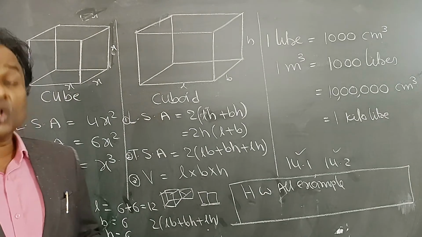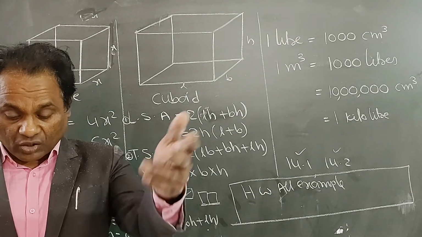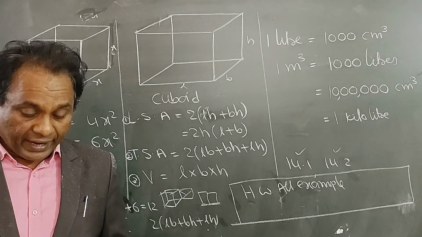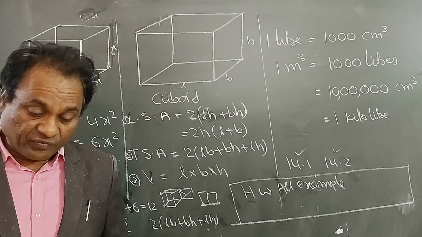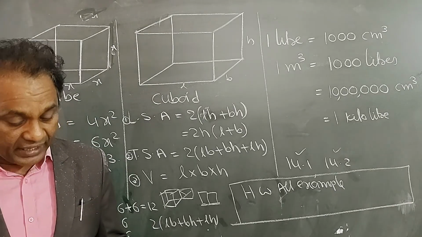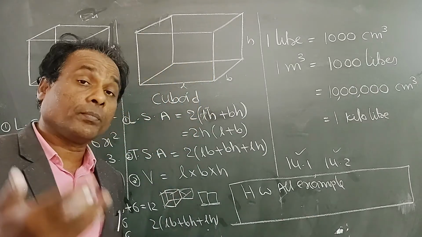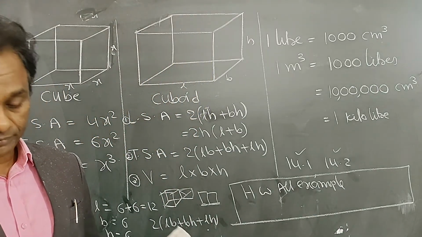Example 4: find the total surface area, 2 into (LB plus BH plus LH). We got 10,800 centimeter square, and the cost of painting is 50 paise per 20 centimeter square. So 10,800 by 20 into 50 rupees. That's all.